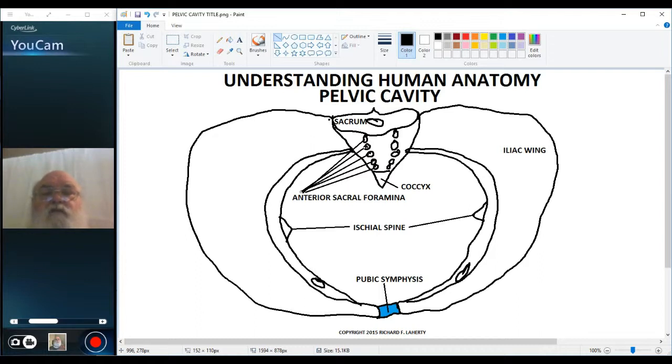That concludes our discussion of the os coxae and the pelvis. In the next video, we'll look at the differences between the male pelvis and the female pelvis.